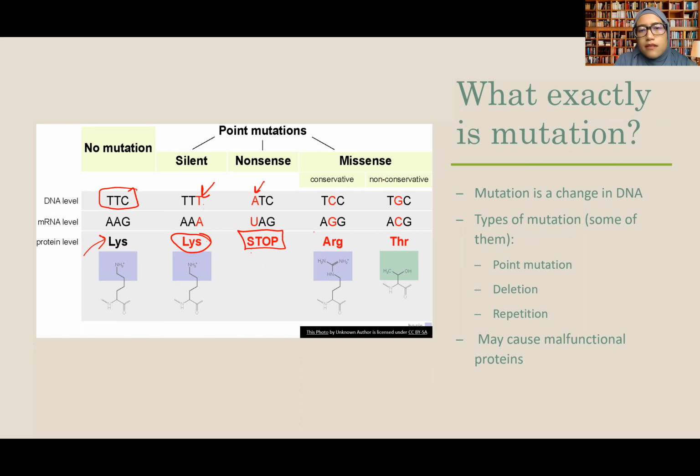And a missense mutation. So TTC becomes TCC or TGC, and it just becomes a different amino acid from the original. A conservative missense mutation still has the same functionality, the amino acid still has the same functionality as the original one, but a non-conservative one is just different from the original one.